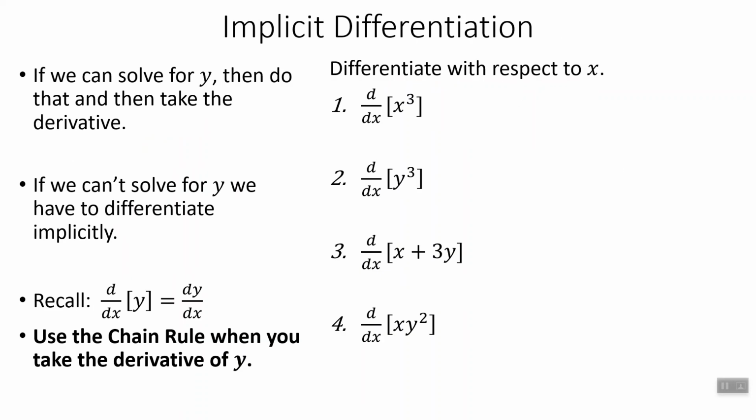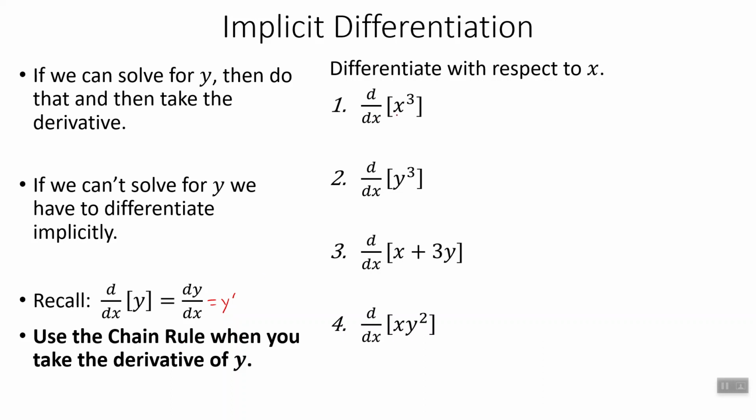All right, so how do we do implicit differentiation? If you can solve for y, then do that and take the derivative. If you can't solve for y, then we have to differentiate implicitly. Implicitly means that whenever we take the derivative of y, we take the derivative of it normally, but then we add a dy dx, or we can add a y prime if we want to write something a little smaller. Just make sure it's not y to the first. Again, whenever you're taking the derivative of y, it's a chain rule. Remember, everything's a chain rule.